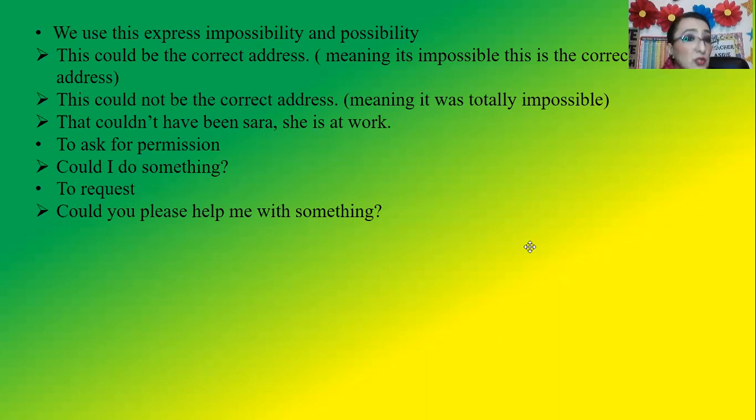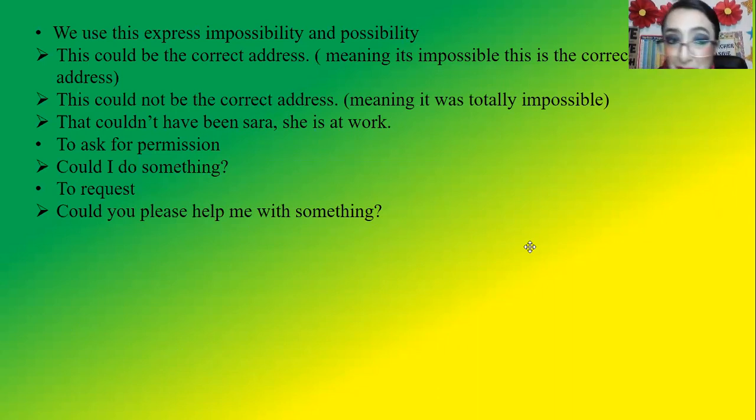O mira, this could not be the correct address. Esta no podría ser la dirección correcta. No posibilidades o imposibilidades, de que no es posible que esto sea. O that couldn't have been Sarah. She's at work. Esa no podría haber sido Sarah. Ella está en el trabajo. Para algo que es posible que sea o algo que no es posible que sea.